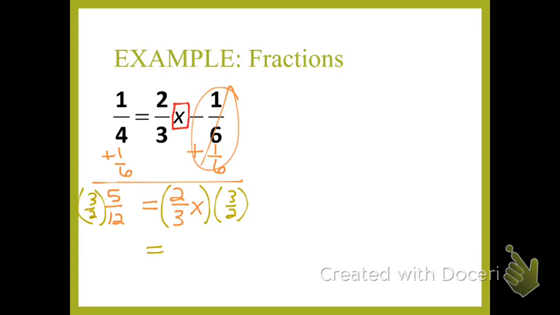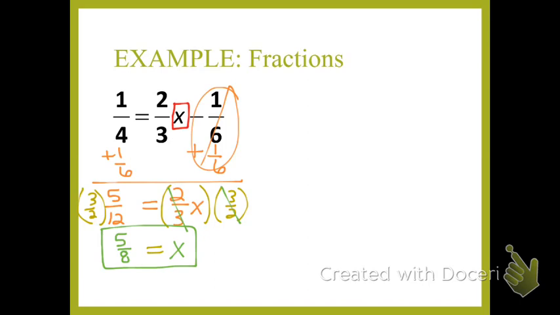And on the right hand side, 2/3 times 3/2 is 1, so we'd get 1x, or just x. It's sort of like the 2/3 and the 3/2 cancel out. And then on the left hand side, the 3/2 times 5/12, that is 5/8. So your solution would be 5/8.